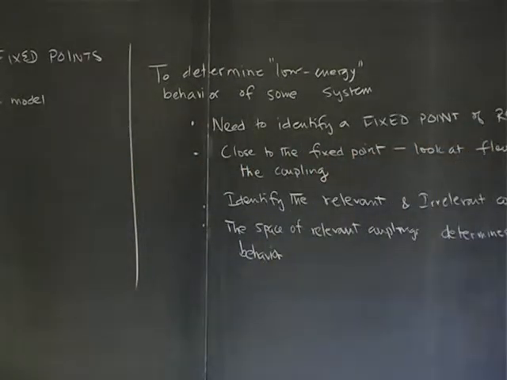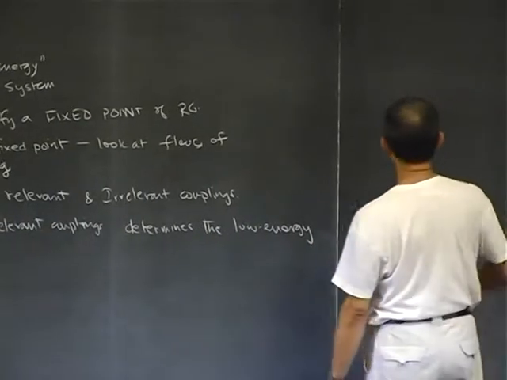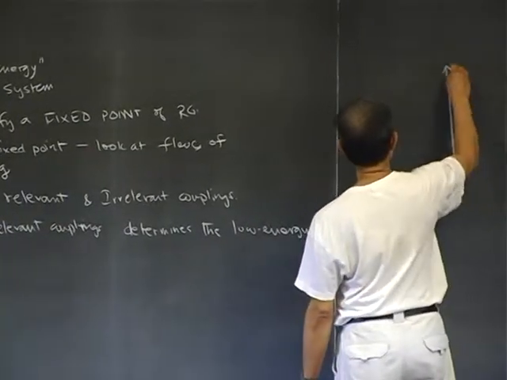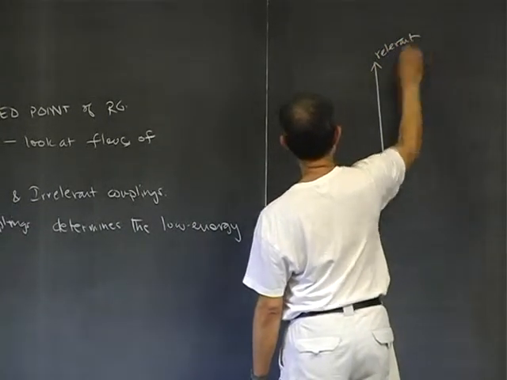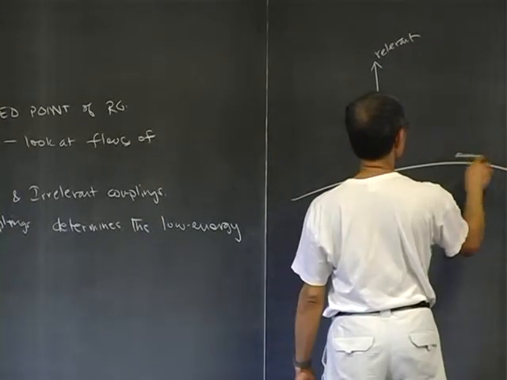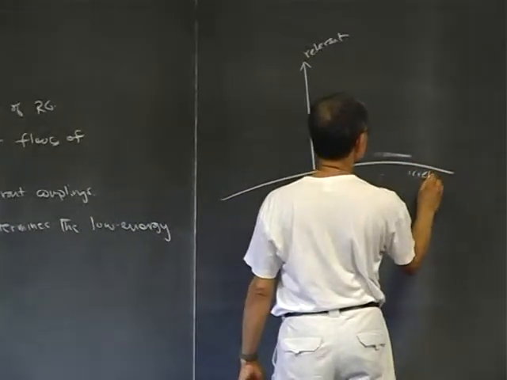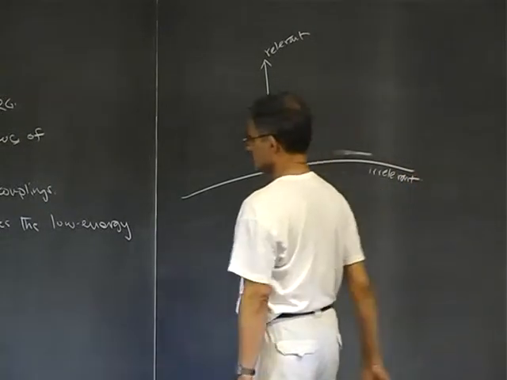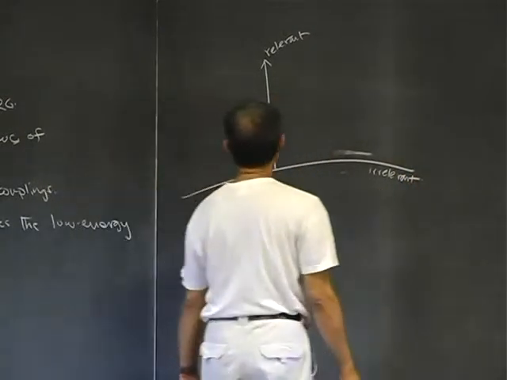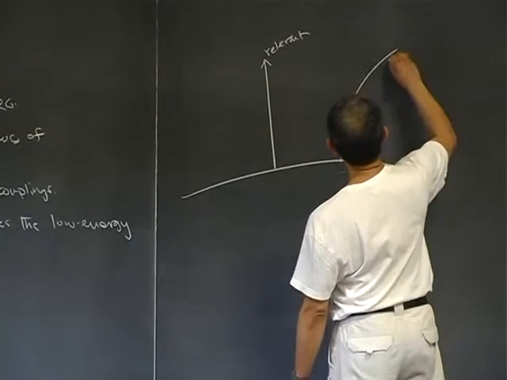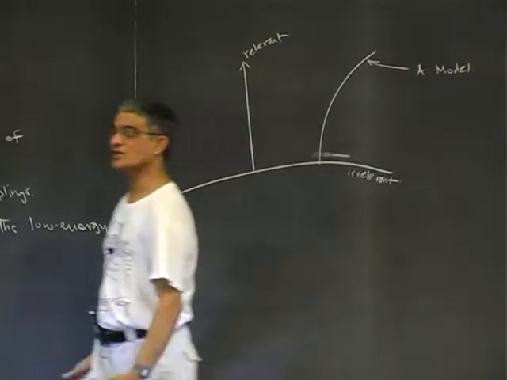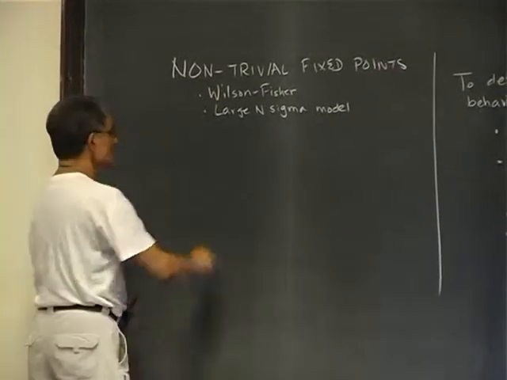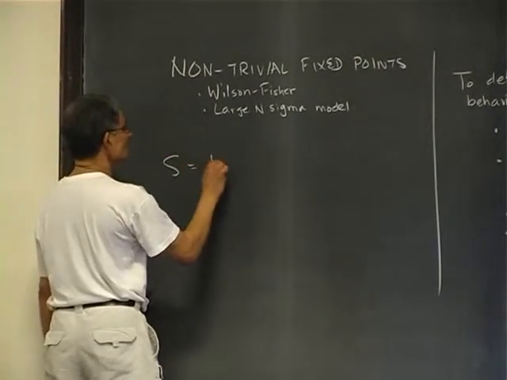And a prototypical pictorial way of understanding this is a picture where this is some relevant coupling and this is some irrelevant coupling in this direction. And I pick a model. A model means a relationship between the couplings. Let me give you an example, since many of you asked: if I start out, here is my model.